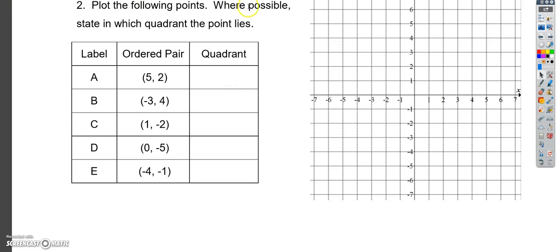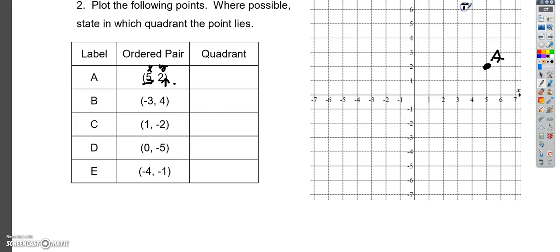Plot the following points. Where possible, state in which quadrant the point lies. So, the ordered pair 5, 2. This is x. This is y. So that means we're going to go right 5 and up 2 and put a dot. So, right 5, 1, 2, 3, 4, 5. Up 2, 1, 2. Put a dot. And that would be A. And that's in quadrant 1.